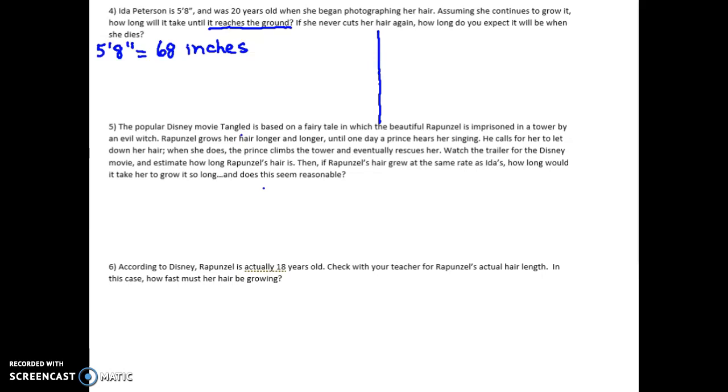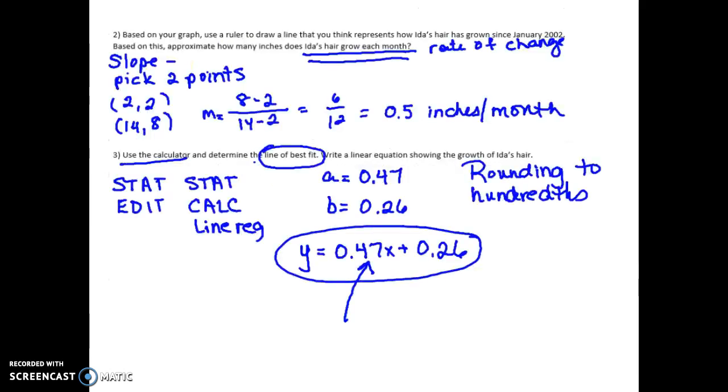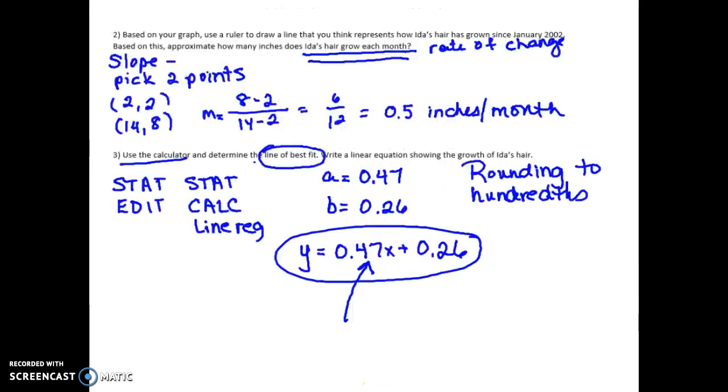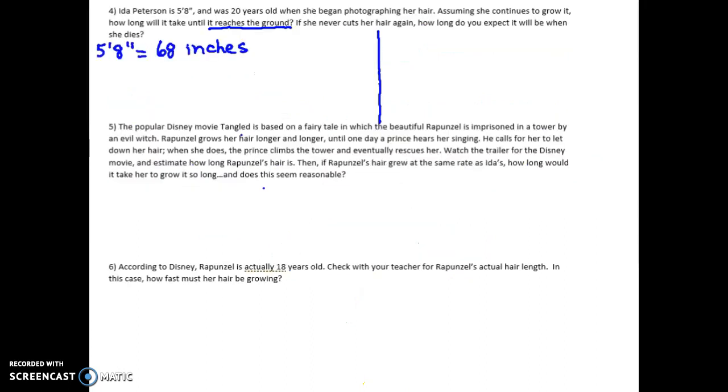So she's 68 inches, and when she was 20 years old and finished growing, if we look at the picture, her hair was 56 inches long. We need to know how many more inches until it reaches the ground. So we take 68 minus 56, and we get 12 inches. We want her hair to grow 12 inches, and we want to know how long that's going to take.